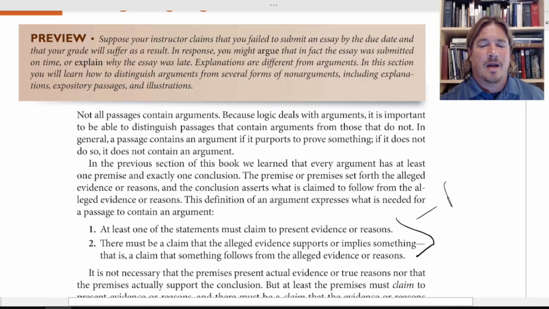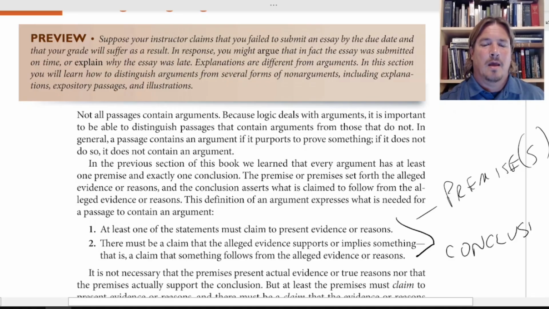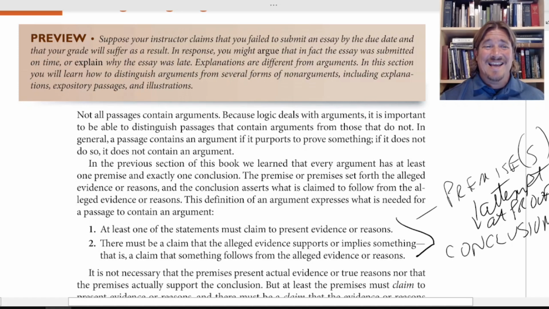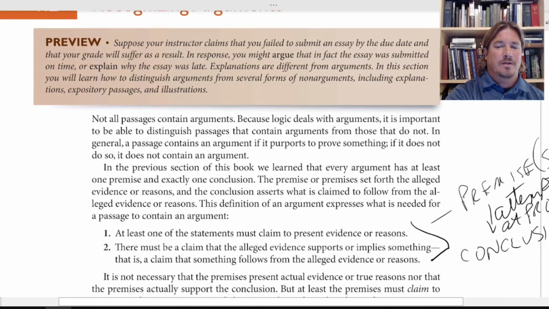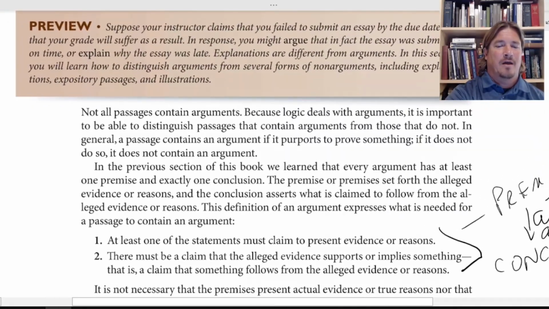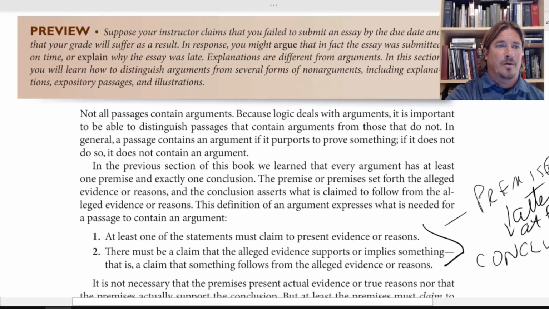In other words, every argument has to have a premise or premises, could be more than one, and a conclusion. And this attempt at proof, that's the key notion in deciding if something is an argument. If there's no attempt at proof, then you simply don't have an argument going on.